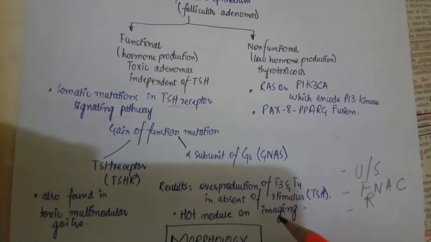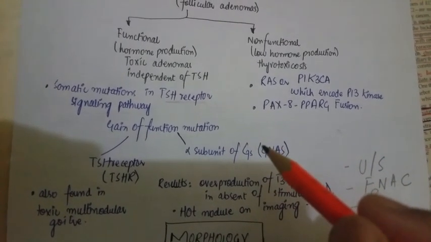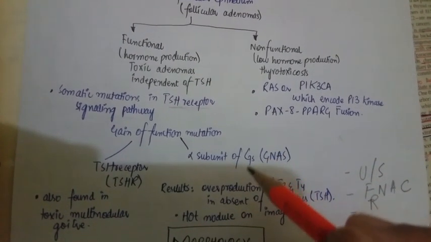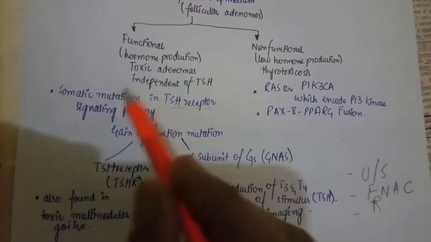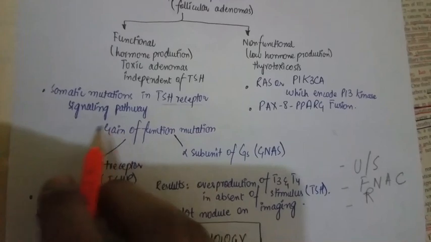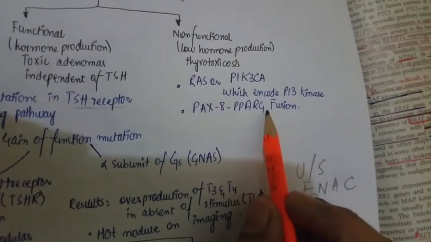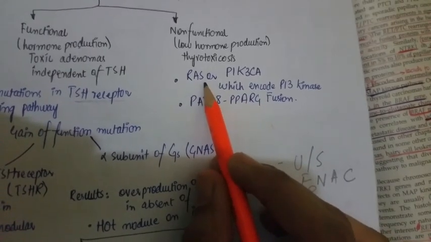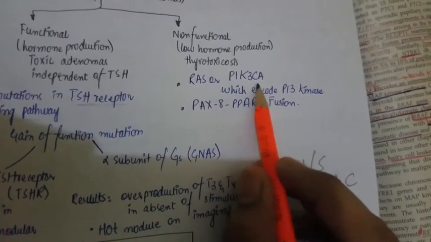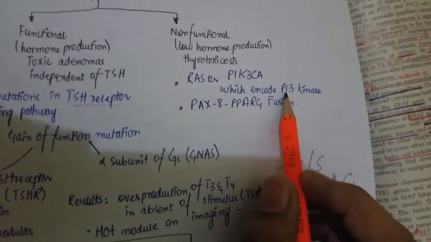What can we see on the imaging technique? The hot nodule will be present in the functional adenomas. These mutations are also found in the multinodular goiter. And what can be the mutations in the non-functional adenomas? There will be a RAS mutations or PIK3CA, which encodes a PI3 kinase.